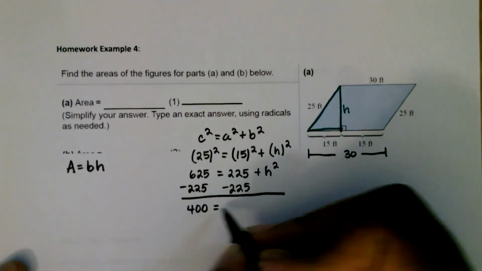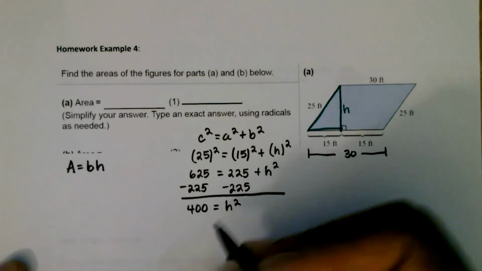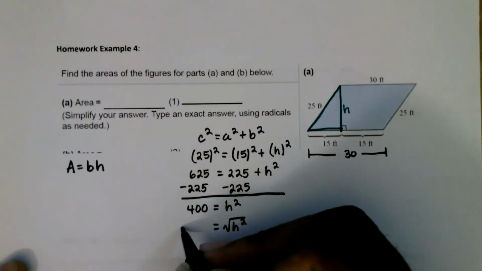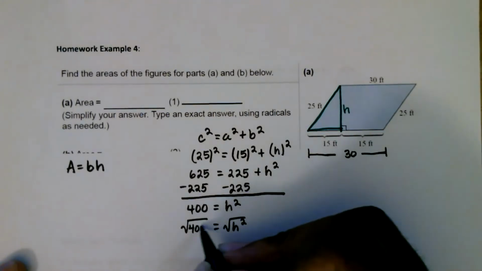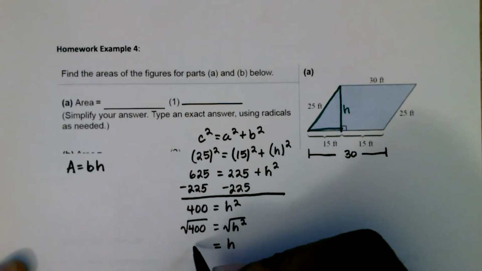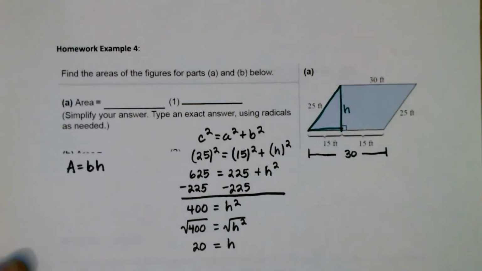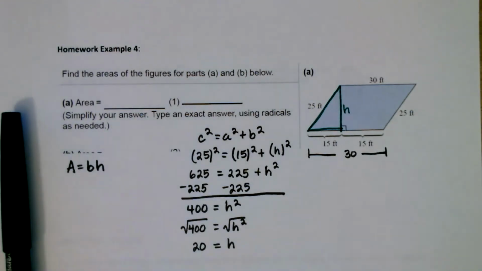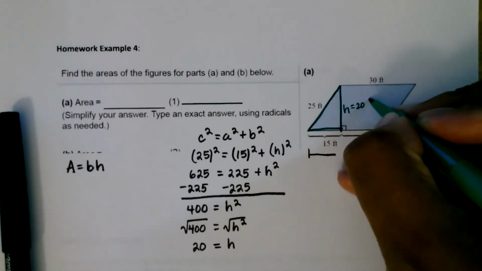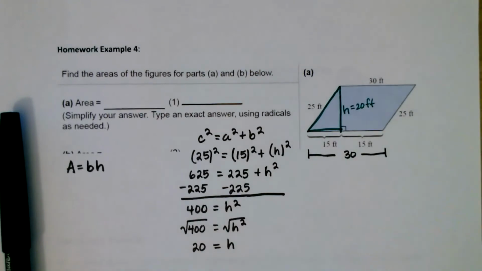So this will be 400 is equal to h squared. And then we take the square root on both sides to get h by itself. So that means h is equal to the square root of 400, which is 20. So that means that the height of this parallelogram is 20 feet. That's going to be your height, 20 feet.